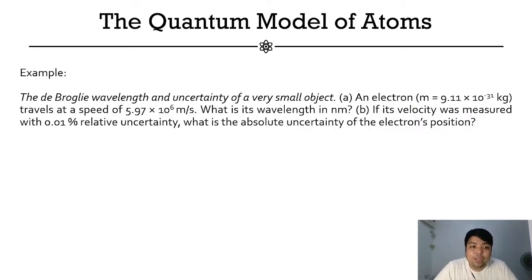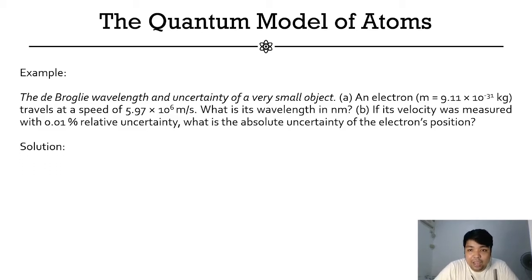We have an electron with a mass of 9.11 times 10 to the negative 31st kilograms that travels at a speed of 5.97 times 10 to the 6 meters per second. What will be its de Broglie wavelength in nanometers? Also, let's say the velocity has a 0.1% relative uncertainty, what will be the absolute uncertainty of the electron's position? So let's try solving letter A first.